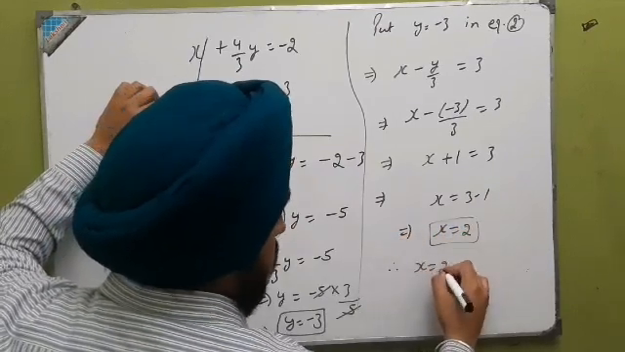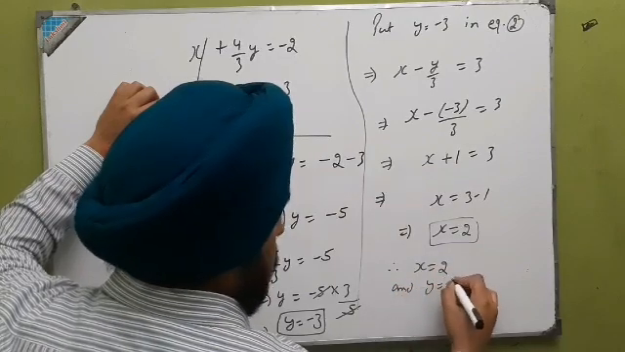So at last the right answer is x as 2 and y as minus 3.